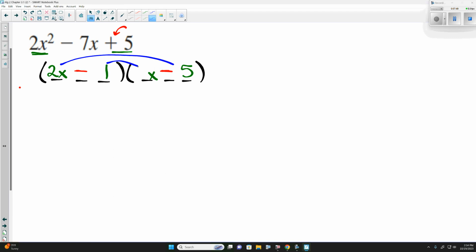2x times negative 5 is negative 10x. Negative 1 times x is negative x, which gives us negative 11x. We can switch the 5 and 1.